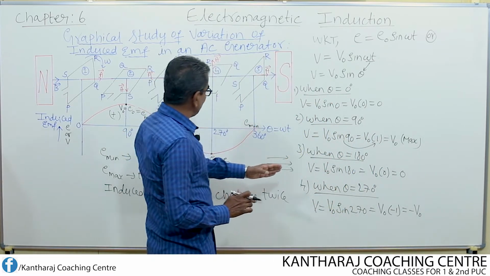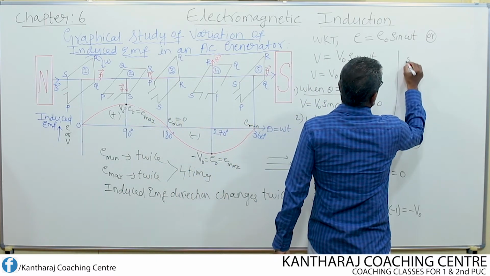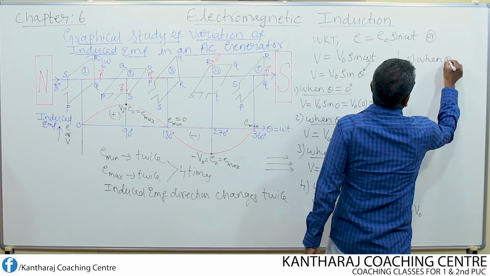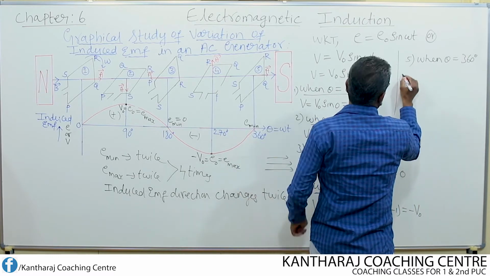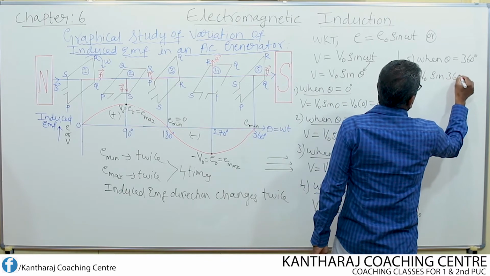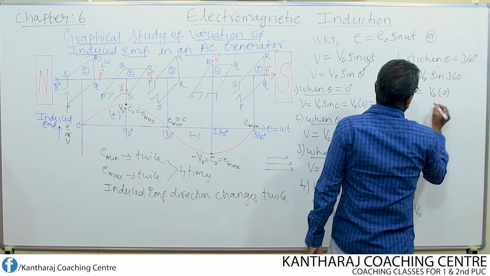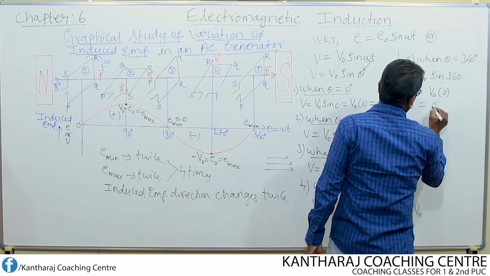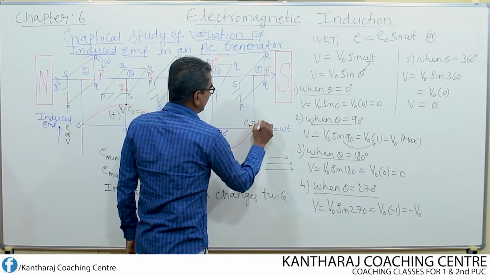Now from 270, finally we come to stage 5. In stage 5, what is the value of theta? 360 degrees. Now if I substitute, then V equal to V naught sin 360. If you find the value of sin 360, it is equal to 0. So once again, induced EMF is 0. So at 360 degrees, induced EMF is minimum. Minimum means 0.